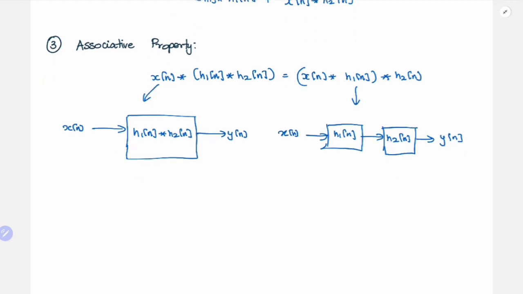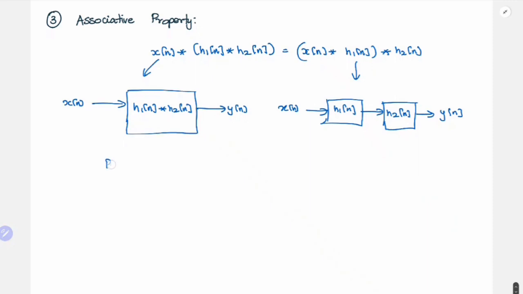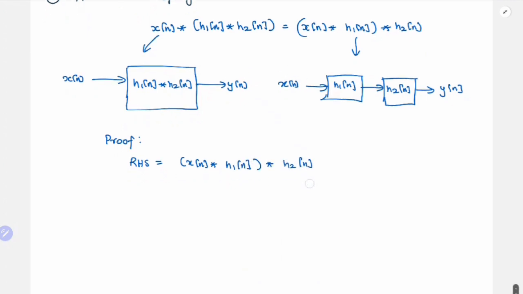So this proof is a little involved, so let us try to derive it. Let us start with the RHS. So what we have is x of n convolved with h1 of n convolved with h2 of n. So first let us find this one. Let's call it y1 of n equal to x of n convolved with h1 of n. So what will this give me? I'll assume a variable, k let's say. So summation k equal to minus infinity to infinity, x of k, h1 of n minus k. So this will be my y1 of n.